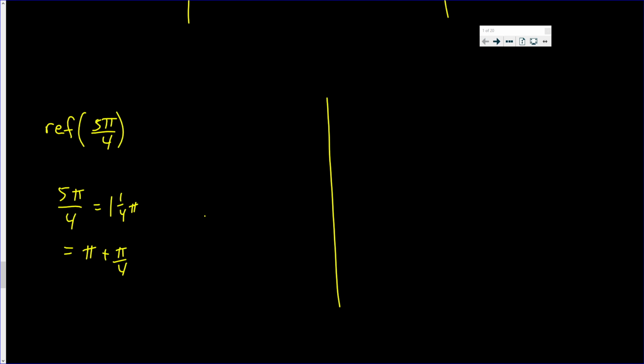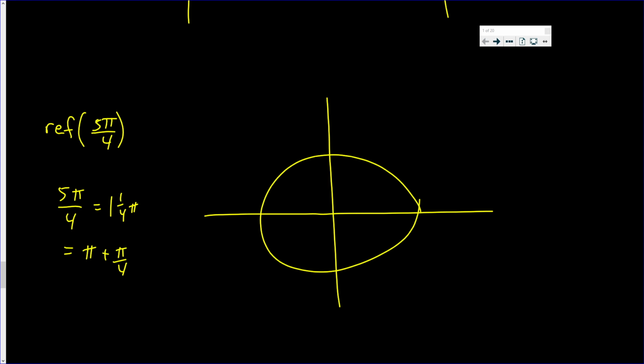Okay. So the next set of exercises is going to be to find the reference angle. And I'll denote it like this. Find the reference angle of 5 pi over 4. Now remember, 5 pi over 4 is 1 1/4 pi. That is, it's pi plus 1/4 pi. I don't exactly go pi, I go 1/4 pi more. Well, this angle is going to be that 1/4 pi.